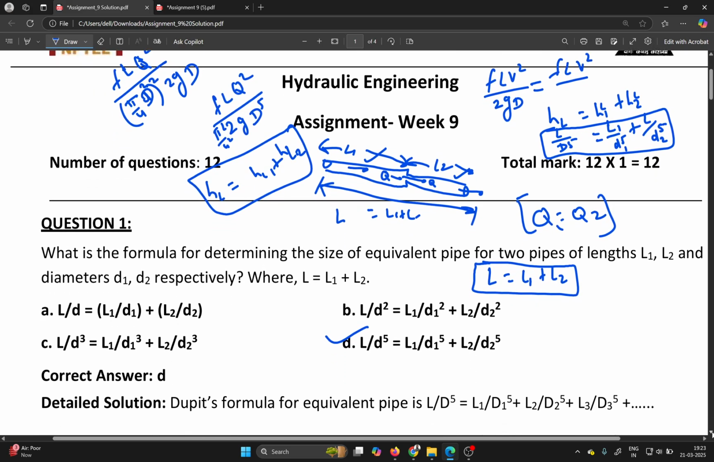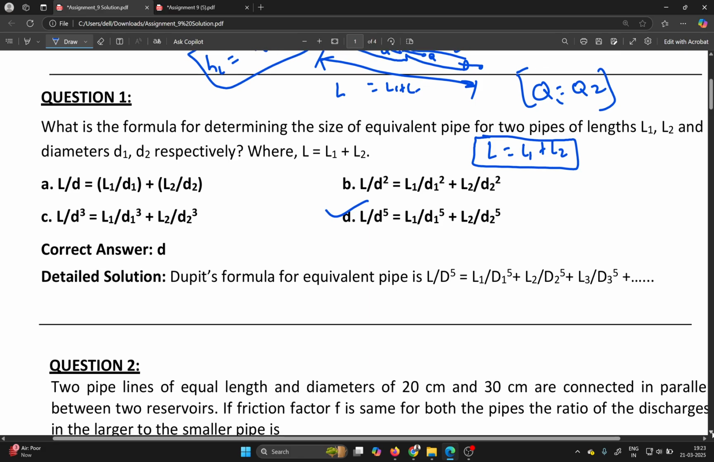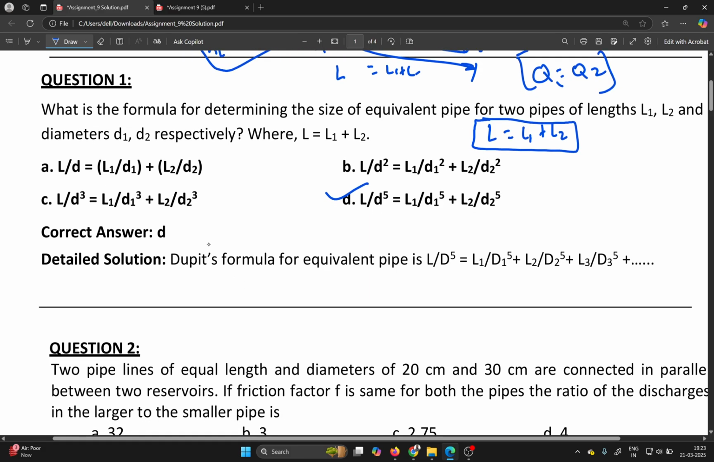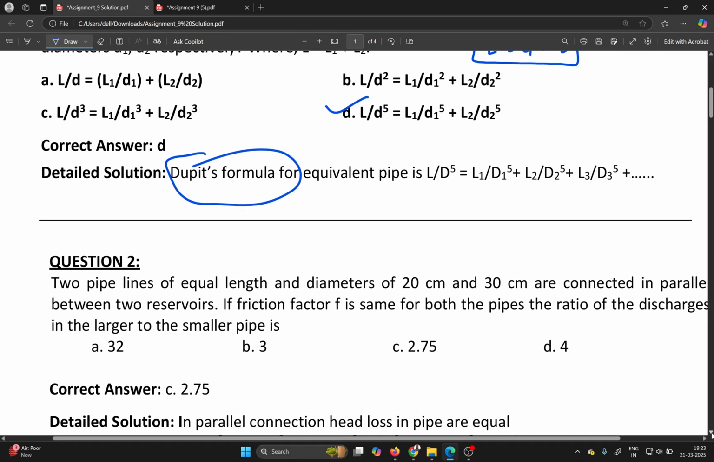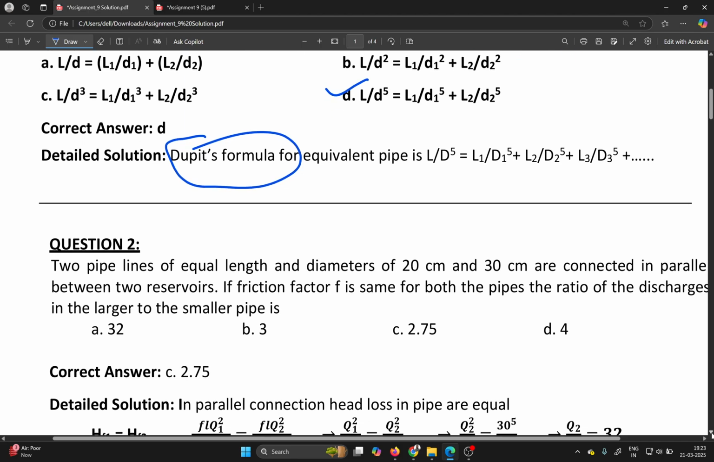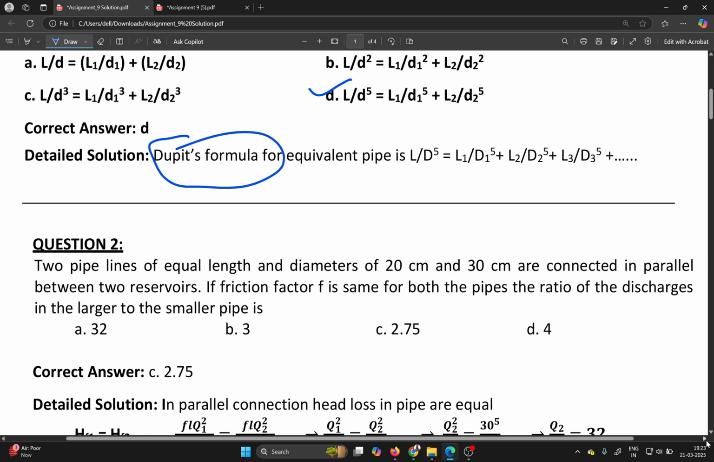Okay, now we'll move on to the next question. Now this is known as Dupuit's formula, remember please. The next question is, oh, the answer here is visible. So the question is: two pipelines of equal length and diameters 20 centimeter and 30 centimeter are connected in parallel between two reservoirs. Connected in parallel connection.